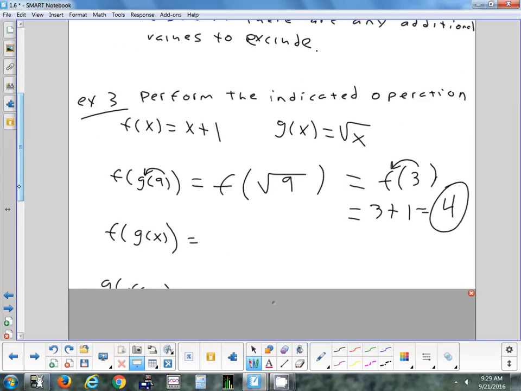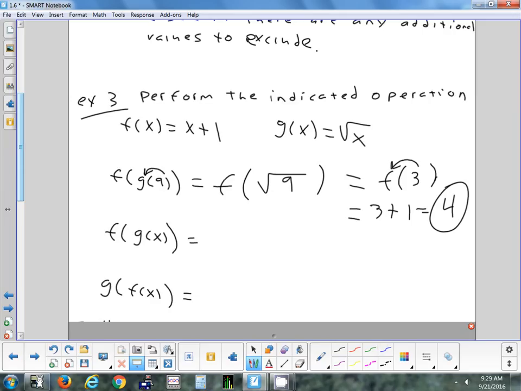Now let's do composition with variables. Step 1, look up what that function is and write it down. F of... Curtis, what's g of x? The square root of x. Yep, square root of x.